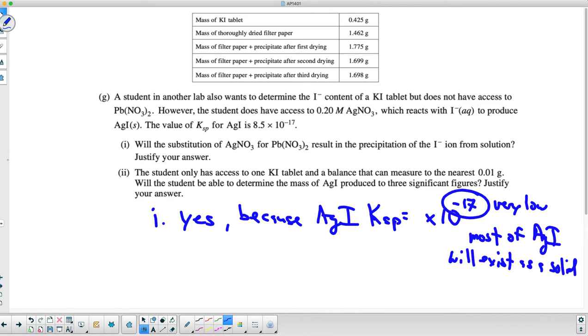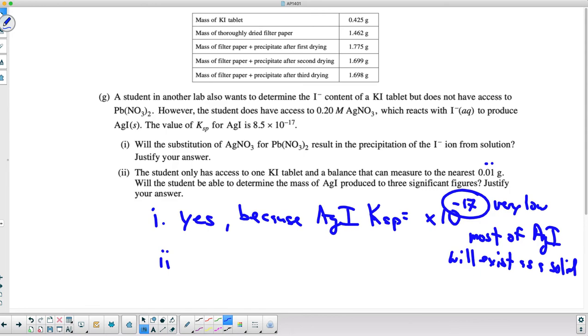The second part says the student only has access to a 1 potassium iodide tablet and has a balance that can measure to the 0.00, so a centigram balance. Centigram because this is deci and this is centi. So it only measures to the second place to the right. And will they be able to determine the mass of the silver iodide?